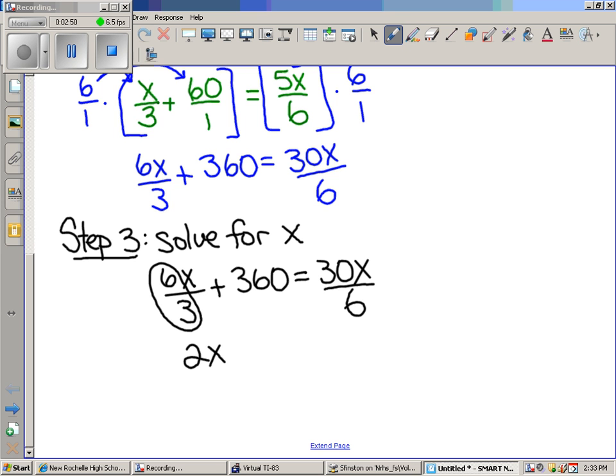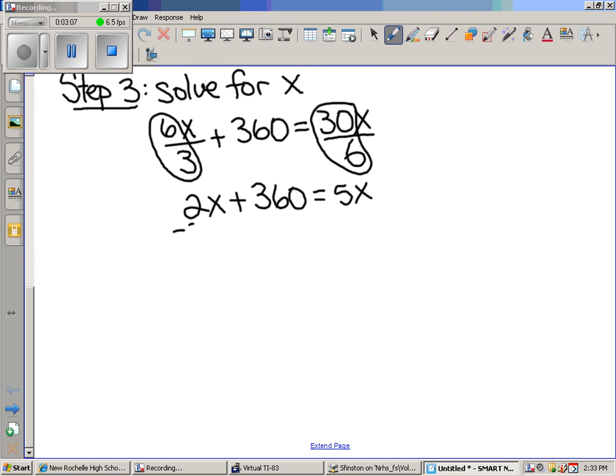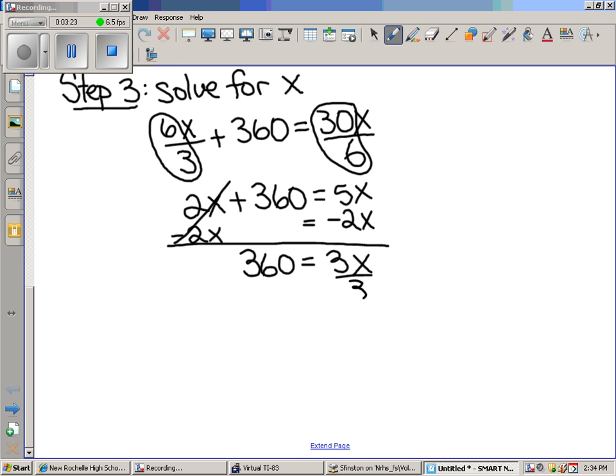This is 2x. And what's 60 divided by 6? Good. Okay, now we subtract. We're going to subtract 2x from each side. We get that 360 equals, and then what do you get? Very nice.